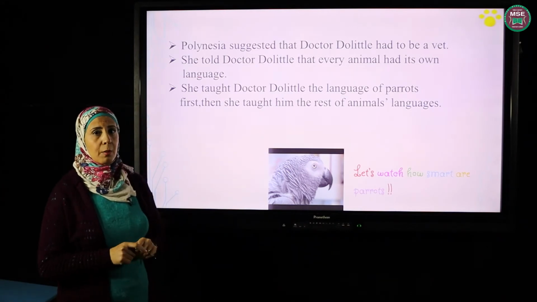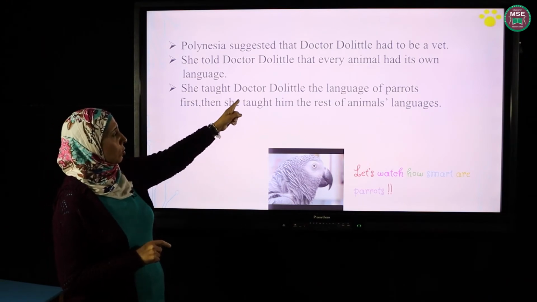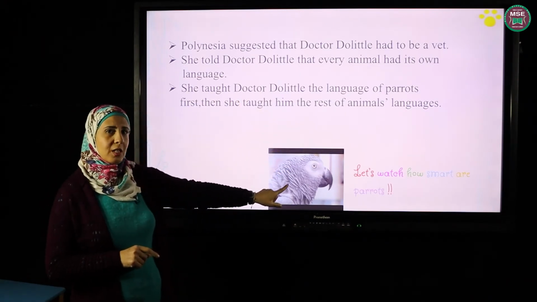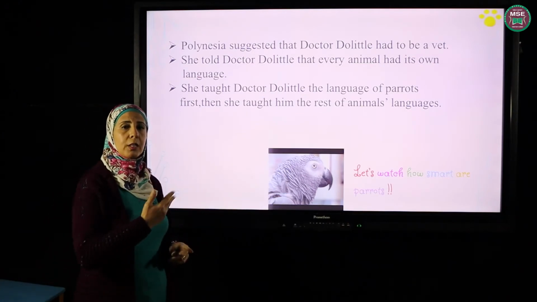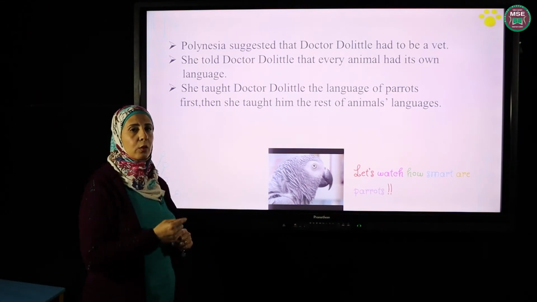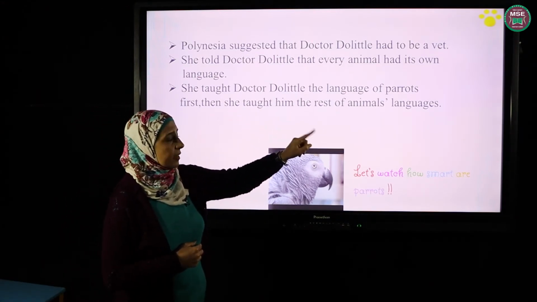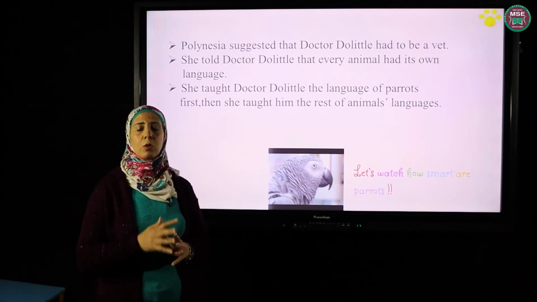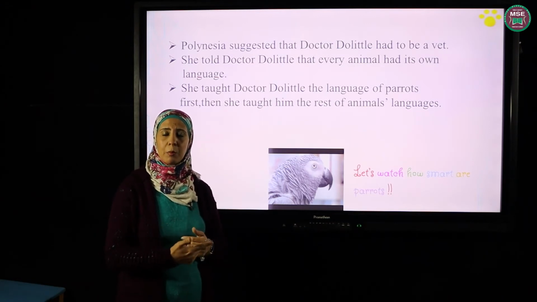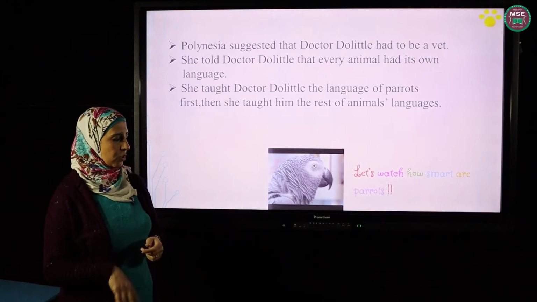What is special about Dr. Dolittle is she taught Dr. Dolittle the language of parrots. So Polynesia, the smart parrot, taught Dr. Dolittle how to speak with parrots. She taught him the parrot's language first, then she taught him the rest of animals' languages. This is very special about Dr. Dolittle. Now he can communicate with animals. He can speak their language also. This is very special.